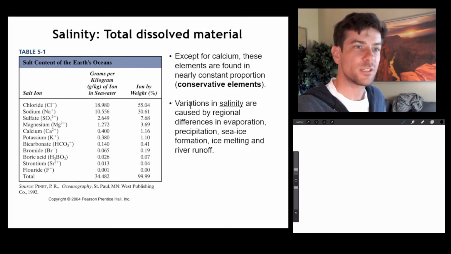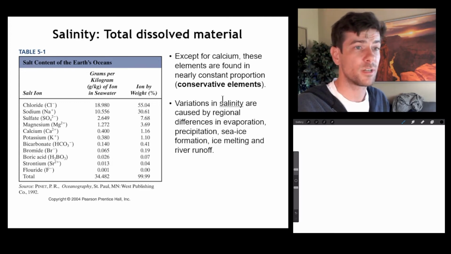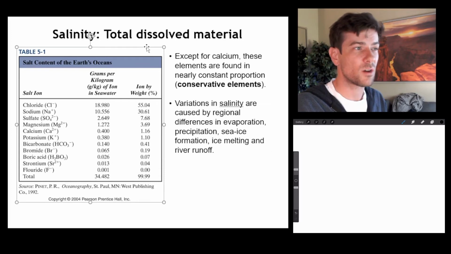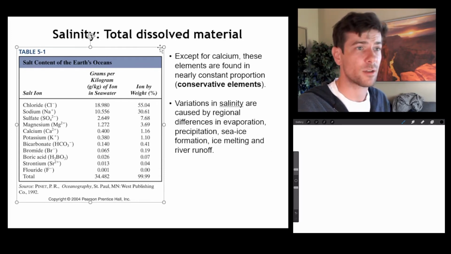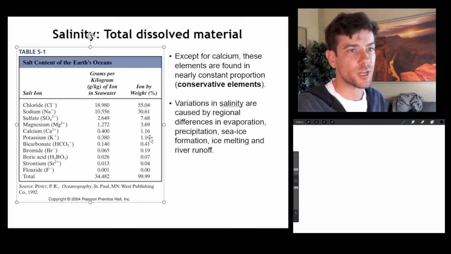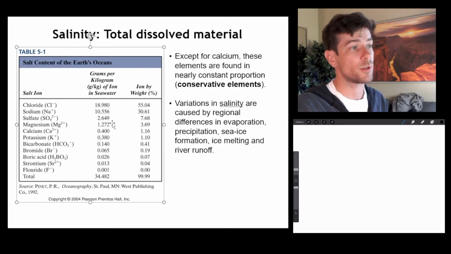All right. Variations in salinity are caused by regional differences in evaporation, precipitation, sea ice formation, ice melting, and river runoff. Okay, all physical processes. And as it says at the top, except for calcium, these elements are all found in nearly constant proportion to one another. That's a property known as conservative behavior, and it's because it's only really physical processes that uptake or release these. So you can evaporate more seawater and concentrate these things through evaporation, right? But you're going to concentrate them all at the same rate. You can dilute salt water or you can evaporate and concentrate it, but these are all generally found in the same proportion.